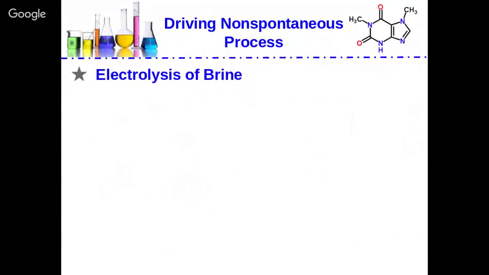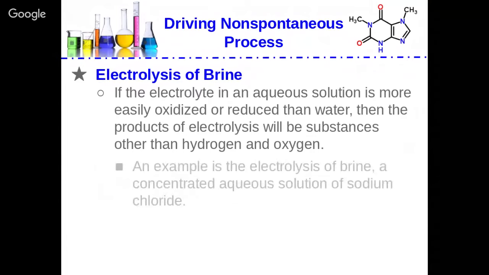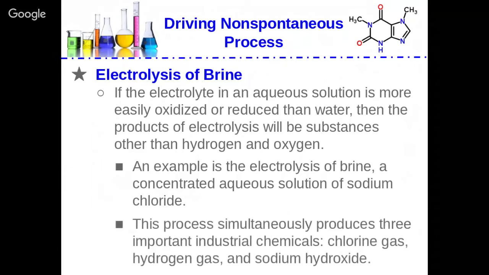So now let's talk about the electrolysis of brine. If the electrolyte in the aqueous solution is more easily oxidized or reduced than water, then the products of electrolysis will be substances other than hydrogen and oxygen. An example is the electrolysis of brine, a concentrated aqueous solution of sodium chloride. This process simultaneously produces 3 important industrial chemicals: chlorine gas, hydrogen gas, and sodium hydroxide.